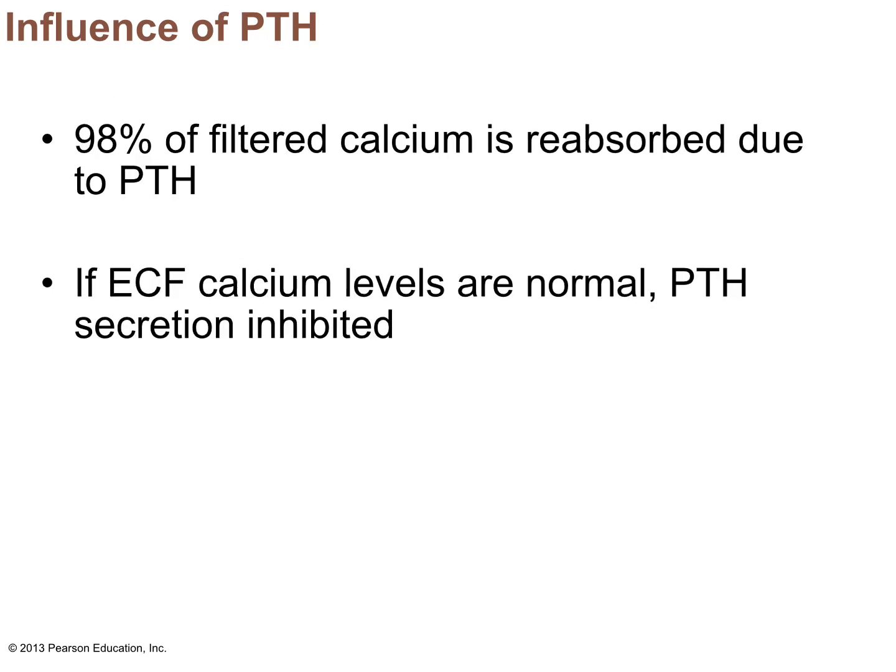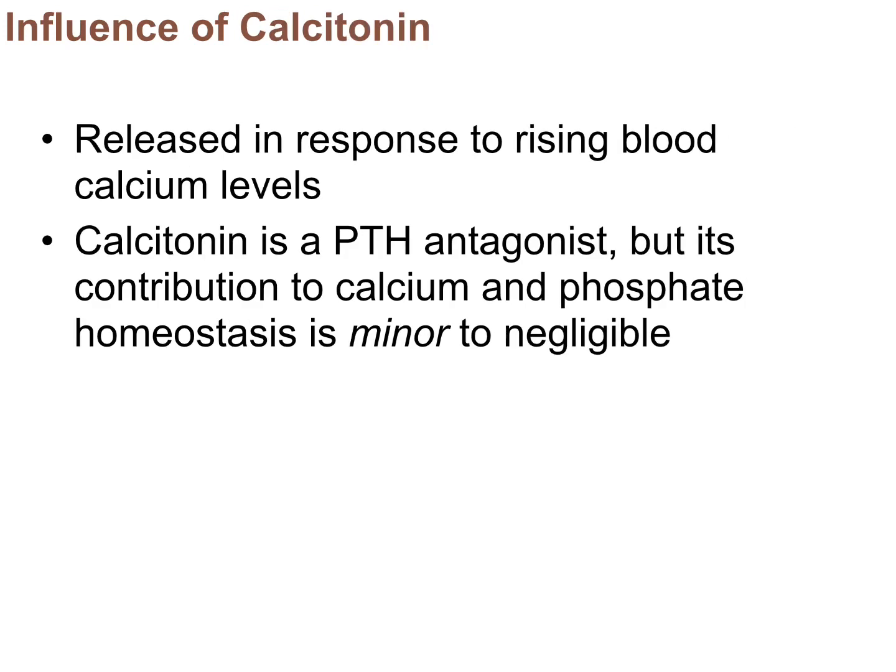Now, if PTH is released, you're going to actually reabsorb 98% of the calcium that got squeezed out in glomerular filtration. If extracellular calcium levels are normal, PTH secretion gets inhibited by that negative feedback. Now, there is another hormone released by the thyroid called calcitonin, and an easy way to remember it is it puts calcium in the bone. And so calcitonin is the antagonist to PTH. It only has a minor effect because usually we have low blood calcium, PTH gets released.